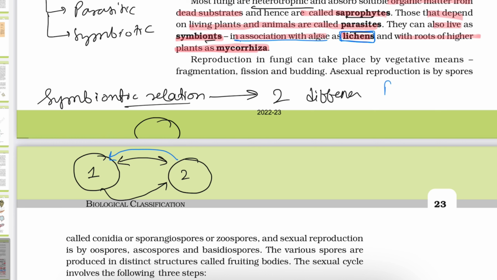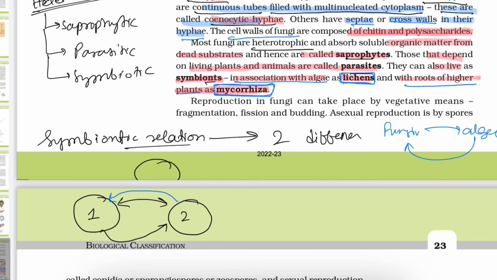Fungi benefit algae, and algae in turn benefit fungi, so they live together in close association with each other. This relationship is called symbiotic, and with algae and fungi it is called lichens. Fungi also make a symbiotic relationship with the roots of the higher plants, and this association is called mycorrhiza. Two types of symbiotic relationship are found in fungi: one is lichen, one is mycorrhiza. Lichen with algae, mycorrhiza with the roots of the higher plants. This line is very important, guys, so remember this line and give it a 5-star.